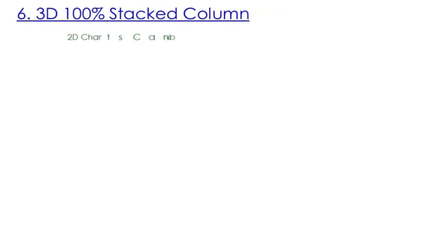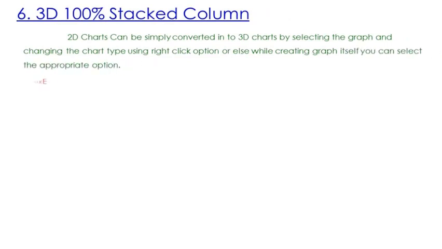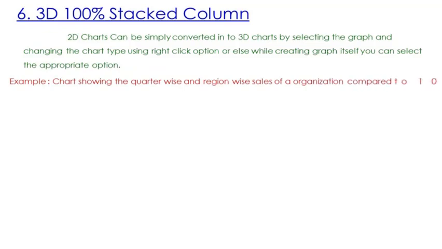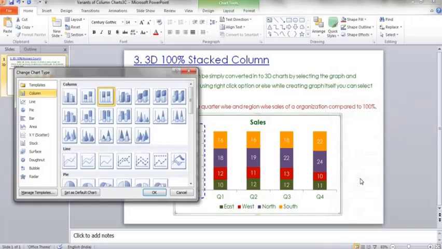The next 3D chart is 100% stacked column chart. Here also the 3D chart can be directly created or we can convert a 2D chart into 3D chart by changing the chart type in right click option. See how simply we have converted a 2D chart into 3D chart.